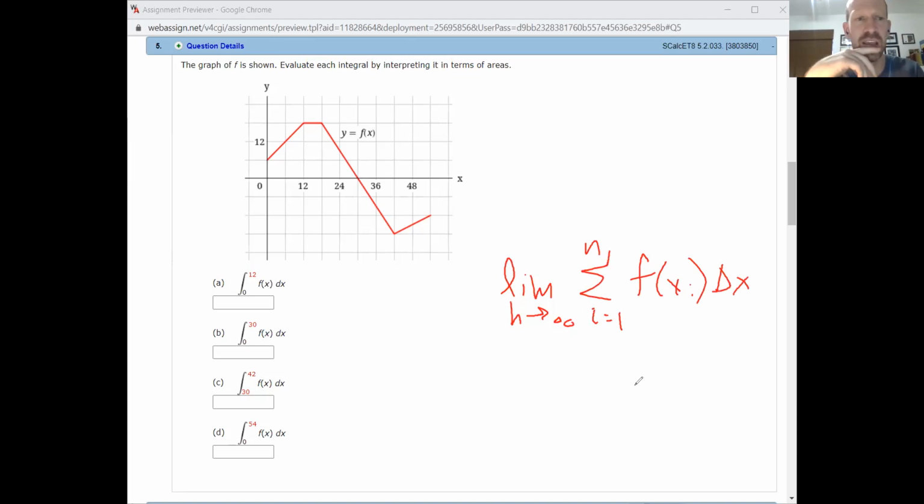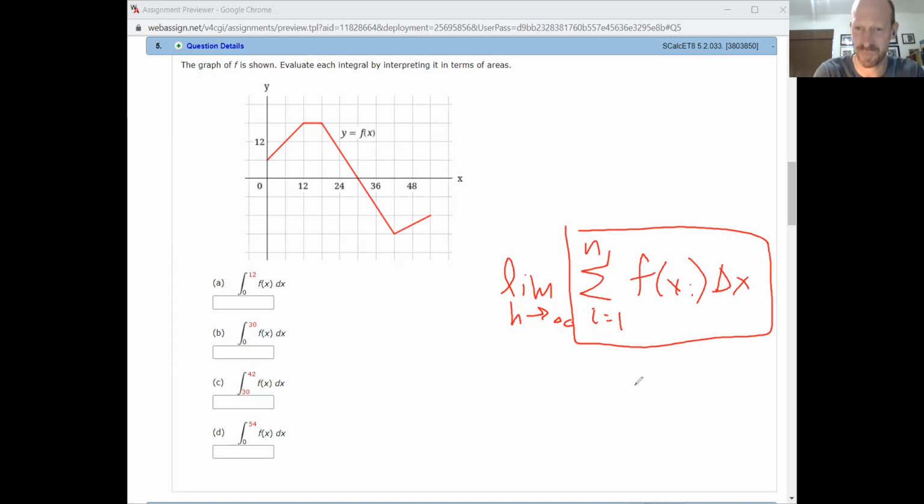So we said the area under a curve is equal to this. This portion is called a Riemann sum, and this is the limit then of a Riemann sum. It looks complicated, right? But really it's not actually that complicated of an idea.